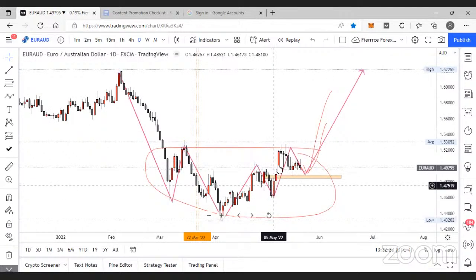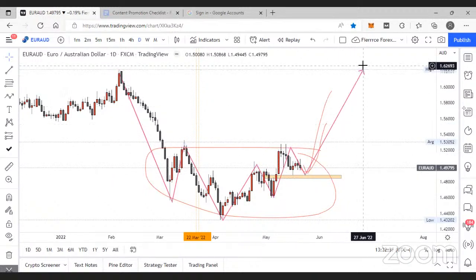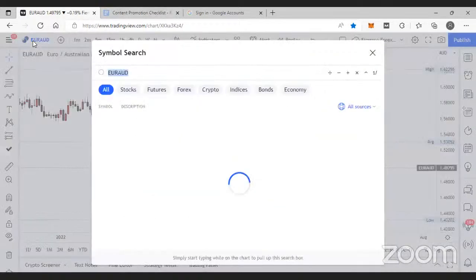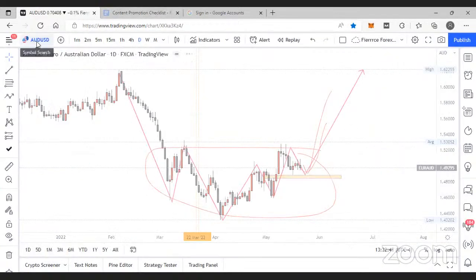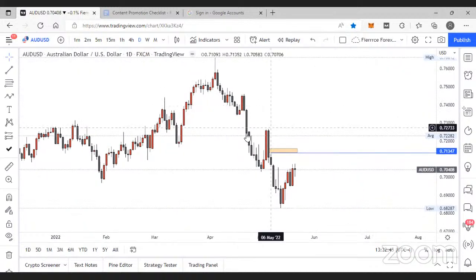This displacement here is quite significant in my opinion, and we see price just retested that level or zone again. I would want it to just fill that gap there and then continue. So I'm bullish on Euro AUD. Let's see AUD USD, if I'm seeing something different.